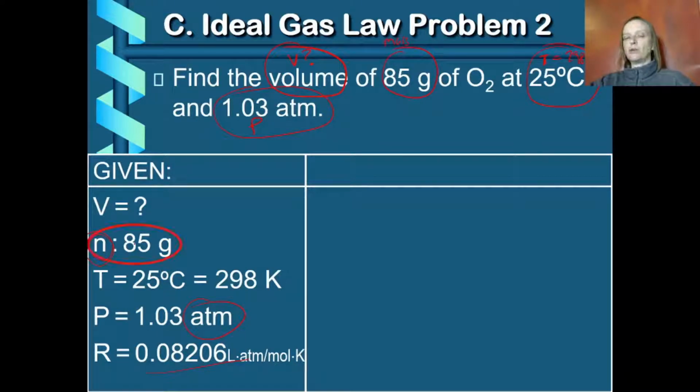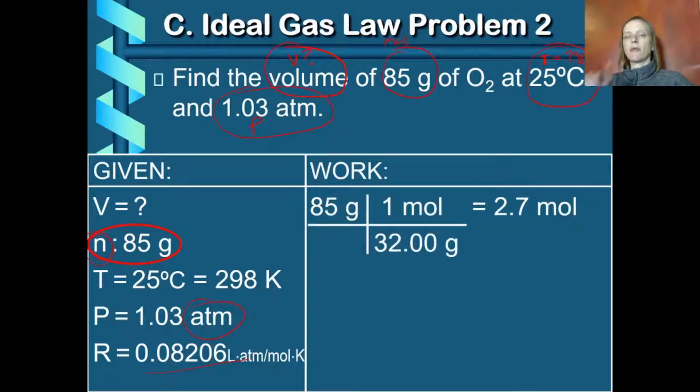So what do I do with those grams? My first step is to convert grams to moles. How do I convert grams to moles? I use my molar mass in a conversion factor. 1 mole is the same as 32 grams when I'm talking about oxygen. And therefore, I have 2.7 moles of oxygen. And now I have all the information I need to solve the problem.